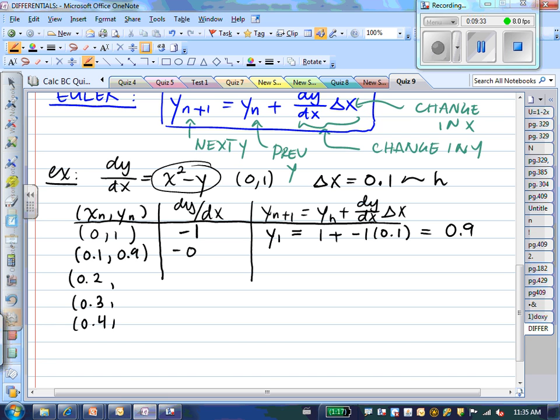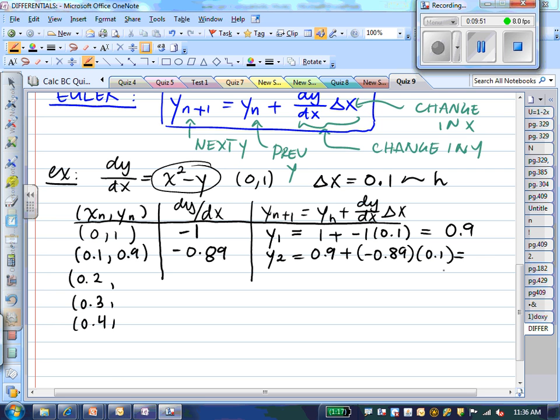negative 0.89. Once you have that, to get your next y, y sub 2, you look at the previous y, which was 0.9. You add the slope you just calculated, which was negative 0.89 times your delta x, which always stays the same. So when you calculate that, you get 0.811. So that's your new y value.